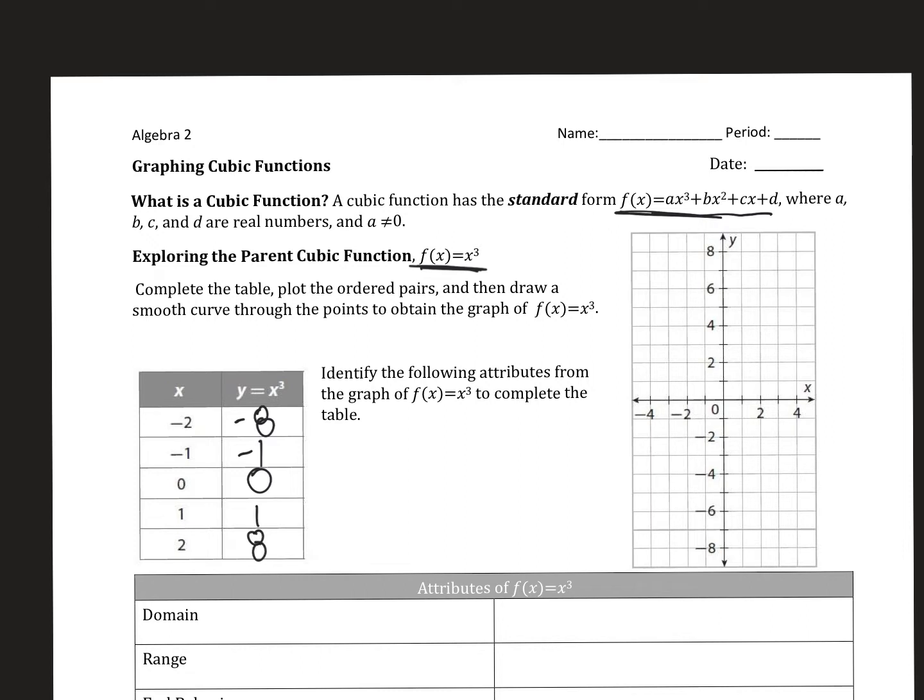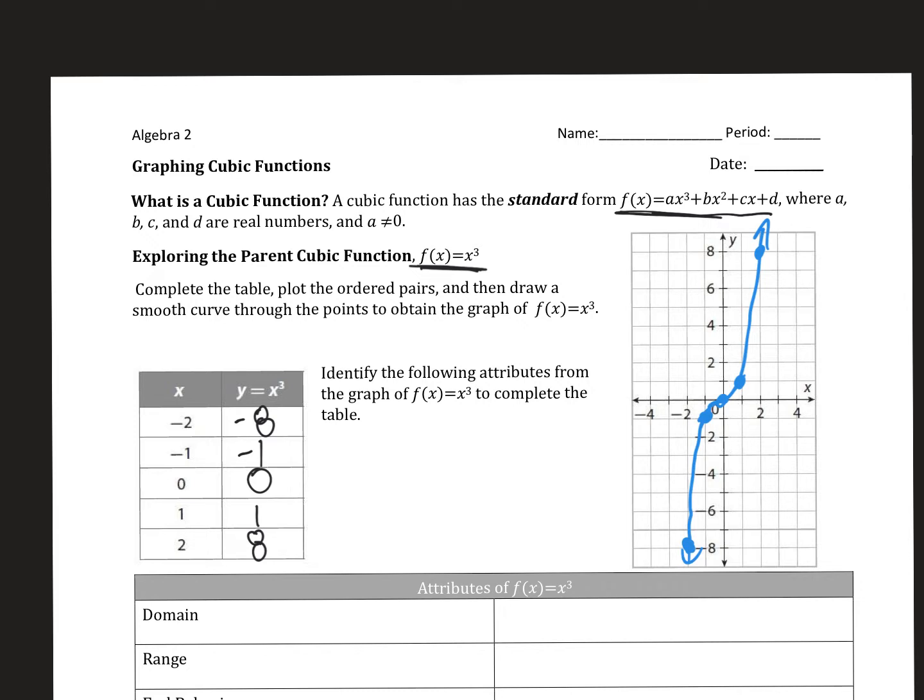And then let's go ahead and graph this original parent function. So here we go: (-2, -8), (-1, -1), (0, 0), (1, 1), and (2, 8). This looks a little funky, but this is roughly what your graph will look like. Now these are not straight lines, they are curves. So make sure that you're not trying to draw straight lines to connect those.